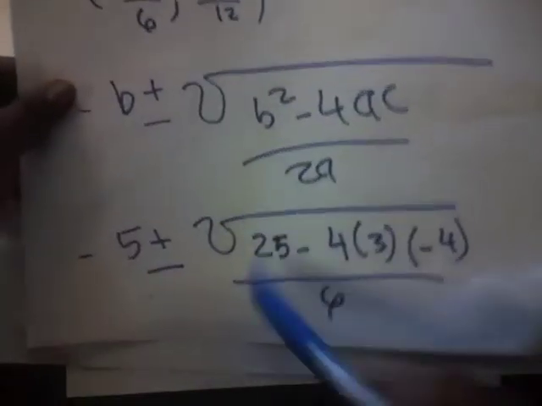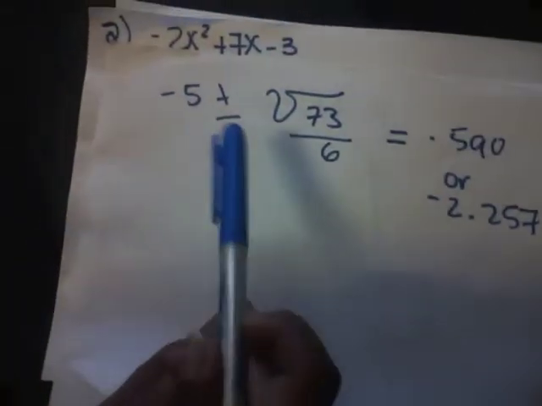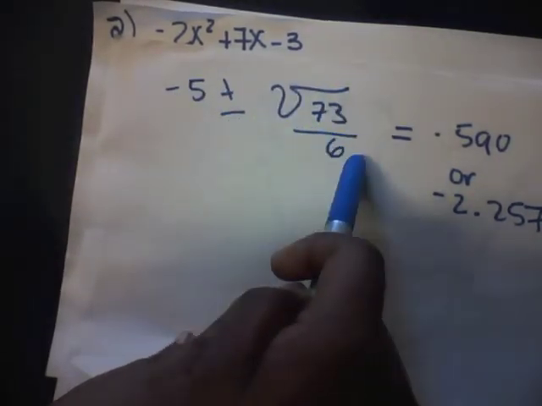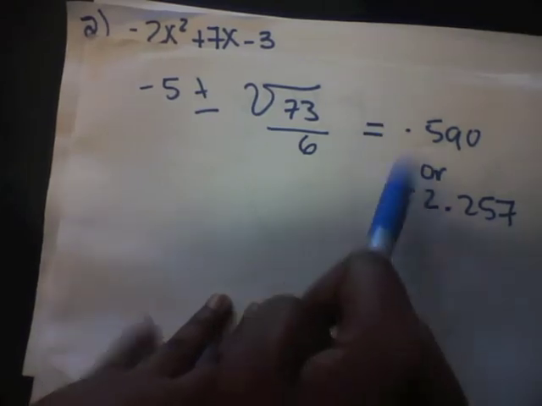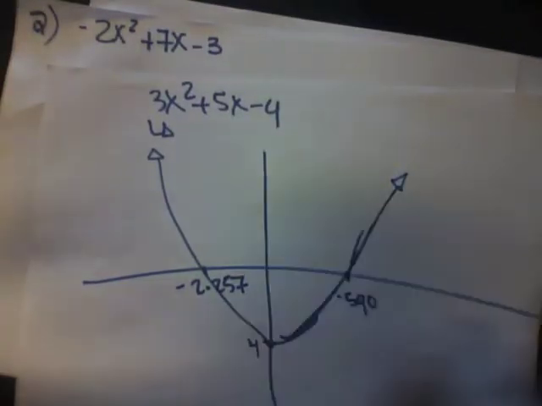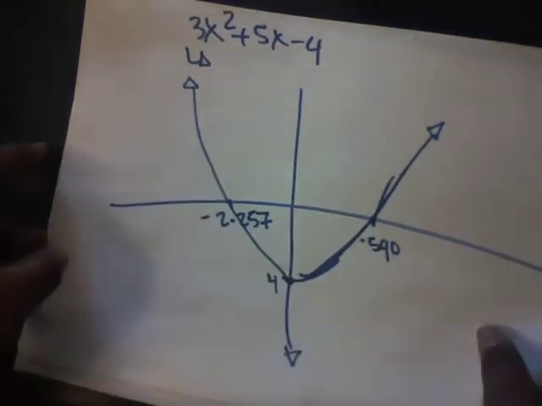And I just want to go back to the point. So when it's all said and done, I got negative 5 plus or minus the square root of 73 over 6. And this is what I got. So now what I'll do is just graph the equation, and this is what I got.